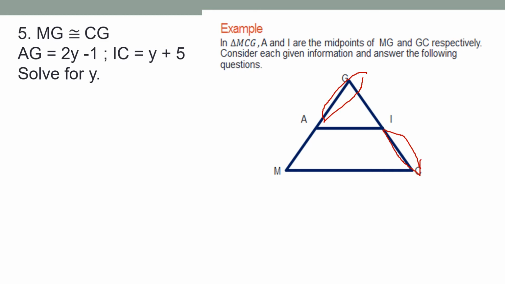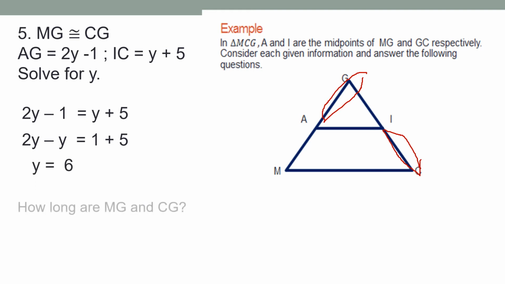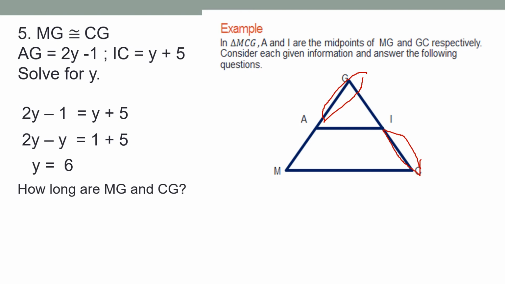So, congruent daw sila, MG at CG. So, we can equate each values of AG and IC. 2y minus 1 equals y plus 5. Combining similar terms, 2y minus y equals 1 plus 5. Y equals 6. How long are MG and CG?